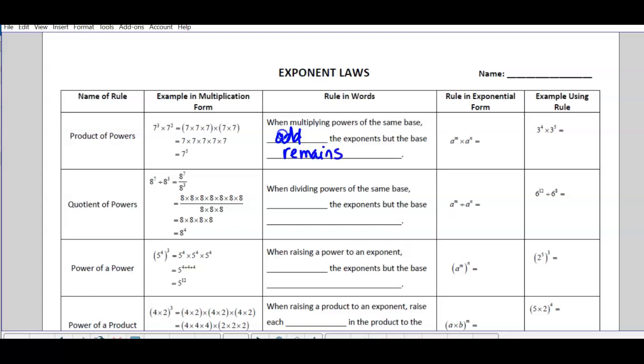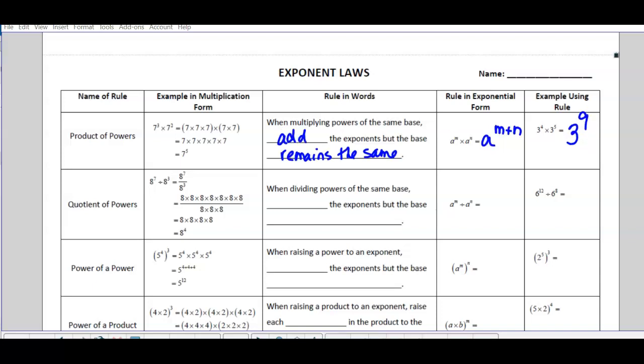You should remember that back from junior high. In terms of what it would look like in a general chart that you might see in a textbook, it's a to the m times a to the n. You add those together. And so for this example, bases are the same, copy out the base, and add the exponents.